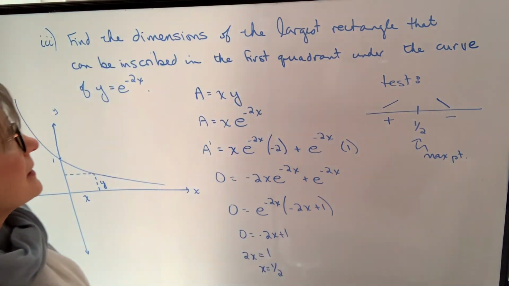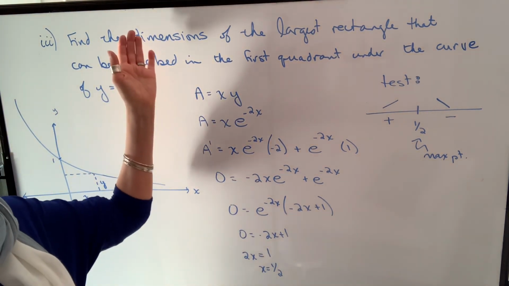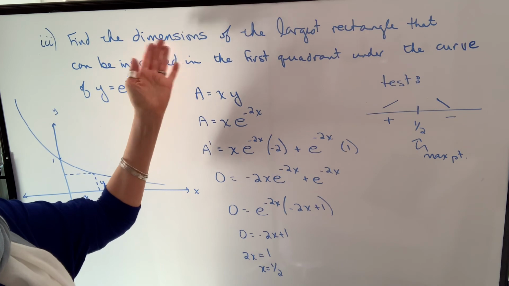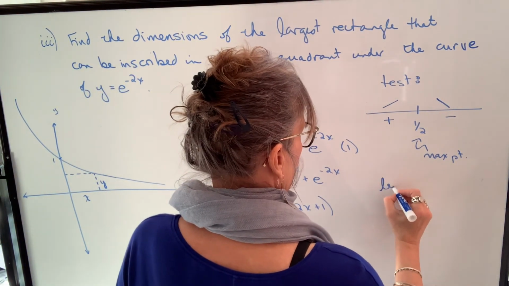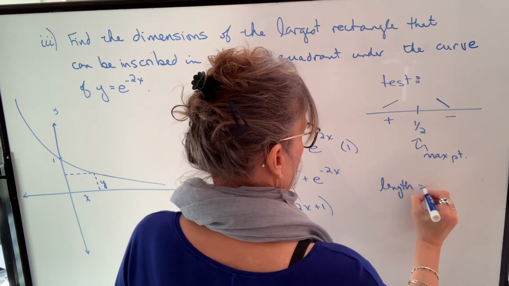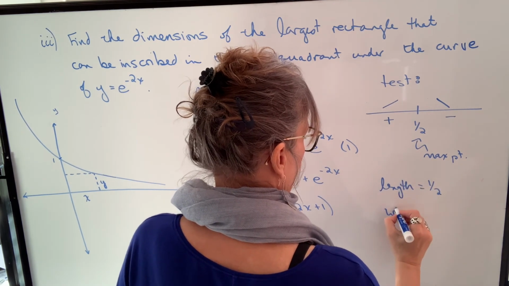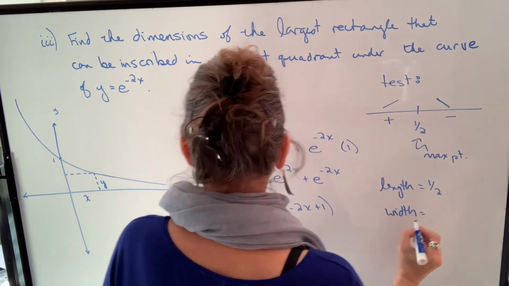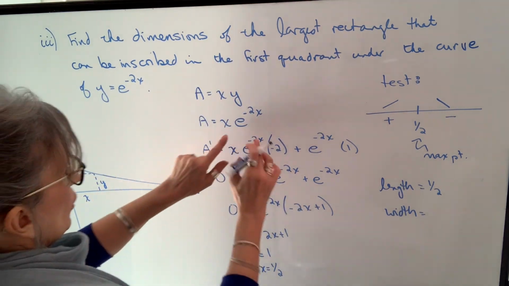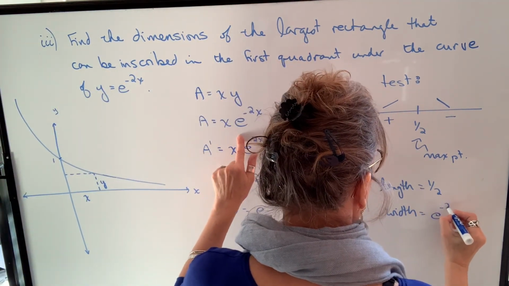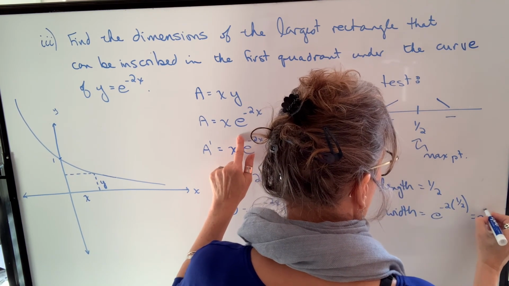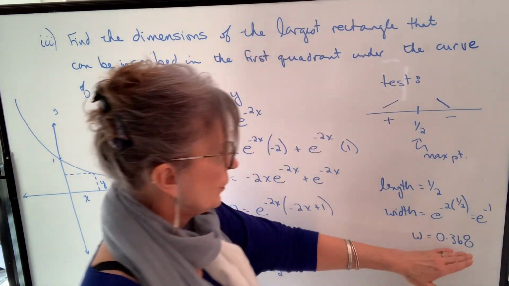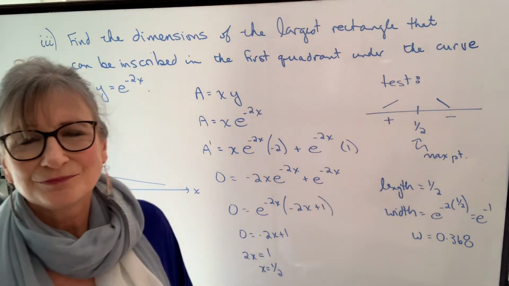And then my last step is to answer the question that the problem asks. It says find the dimensions of the largest rectangle. So the length will be 1/2 of a unit, and the width will be y, and we know y is e to the -2 times x, which is 1/2, so e to the -1. And you can leave it exact, or you can write it as a decimal value.